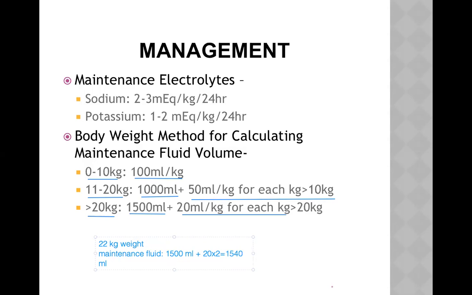So are you clear regarding this maintenance fluid calculation? If somebody is not clear, let me repeat again by giving another example. See there, this time I am taking the example of an 18 kg child. If the weight is 18 kg, all of you please calculate what the maintenance fluid requirement is for this child. If you are wrong, then I'll correct it. Okay, do it please. I'll give you 30 seconds for this.